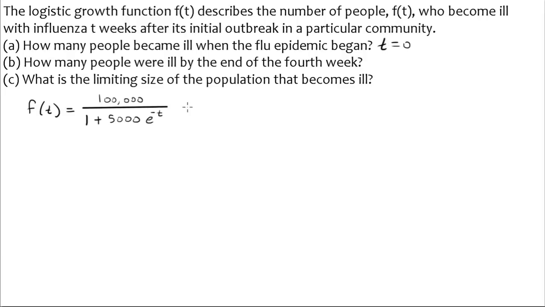How many people became ill? F of 0 is equal to 20.0 people.